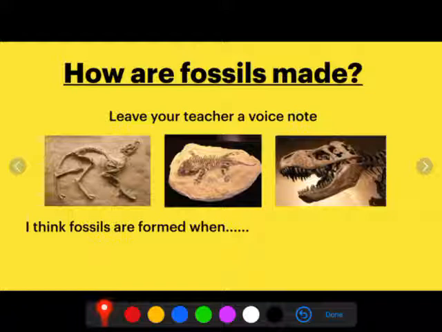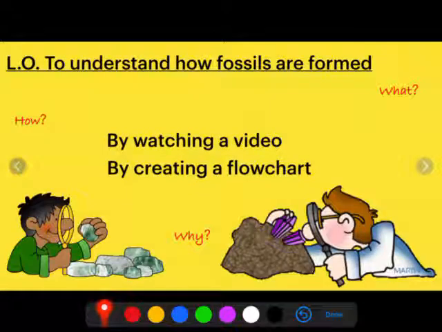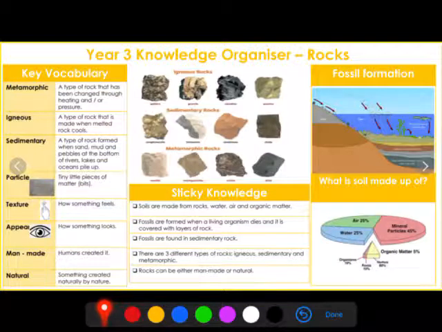How do you think fossils are made? And I would like you to start your sentence by saying, I think fossils are formed when. And you can have a look at these pictures as well. Maybe they can give you a clue, or you can go back to your knowledge organizer.